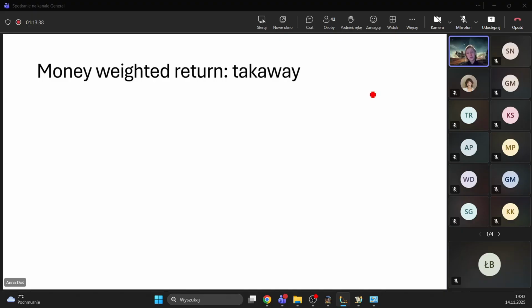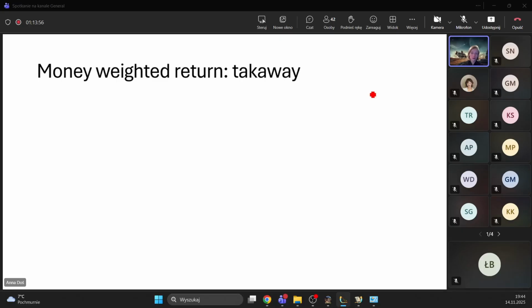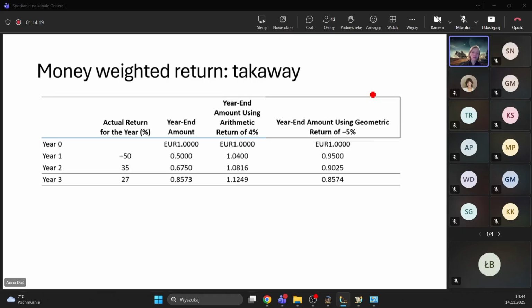Also, for an individual investor, it is important to understand how much the return earned is due to the selection of assets to invest in, and how much is due to the decision of when to invest and when to withdraw. If we invest in bad times, this is a bad decision. If we invest in good times, it is a good decision. If we divest in good times, this is a bad decision. If we divest in bad times, this is a good decision. And the money-weighted return is the return that captures this dynamics.